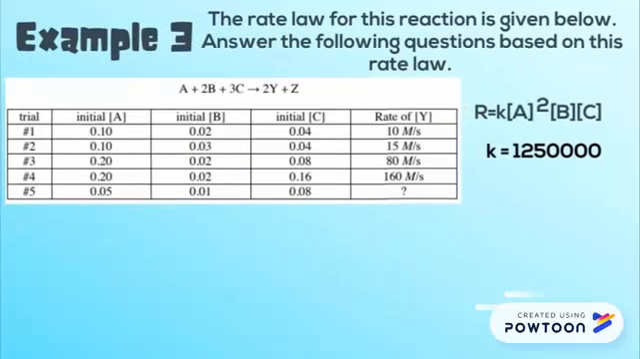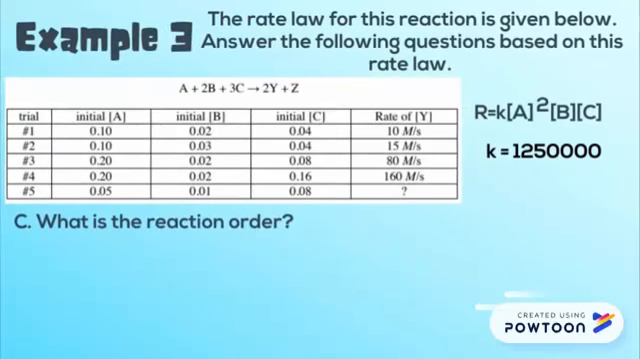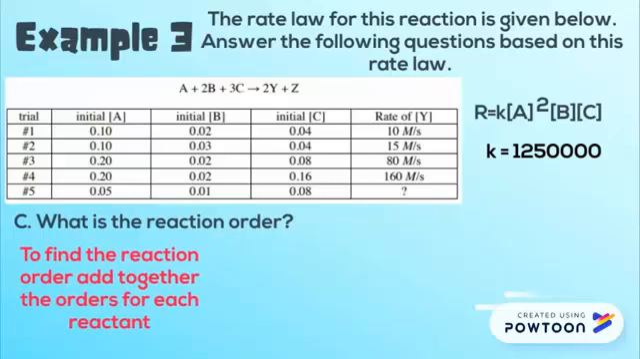The last type of rate law question that you may be asked is to find the overall reaction order. To find this, all we have to do is add together the individual orders for each reactant. So in this example, we would add together 2, 1, and 1 for a total reaction order of 4.